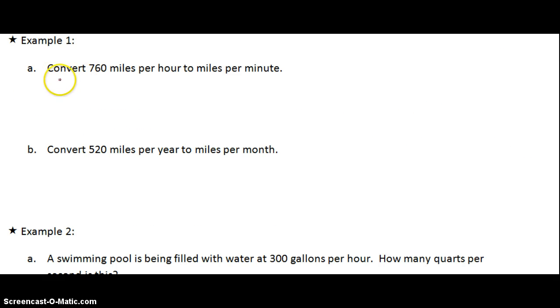We're going to convert 760 miles per hour per 1 hour. That's what is given here, 760 miles per hour. I wrote that in red. And we want to convert that to miles per minute. So we want miles, but we want to change hour to minute.